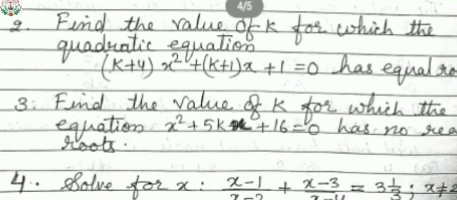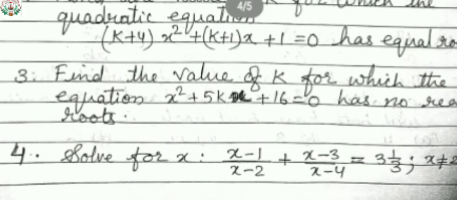No real roots means D is less than 0. So D is less than 0 means, again here we know from the given quadratic equation that a is 1, b is 5k and c is 16. So now the discriminant D is less than 0.